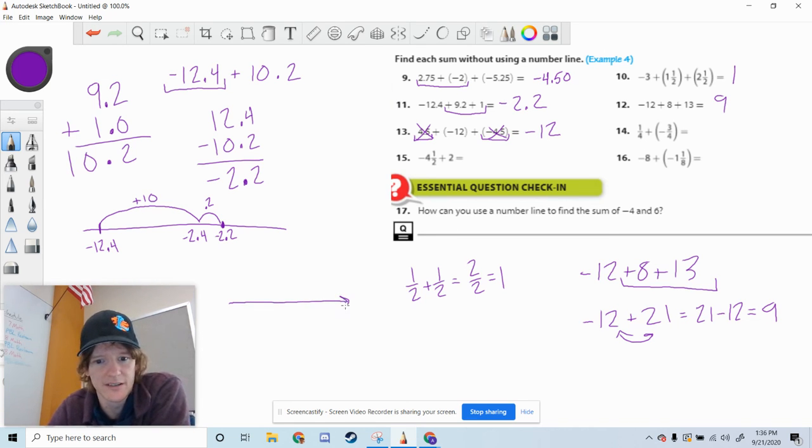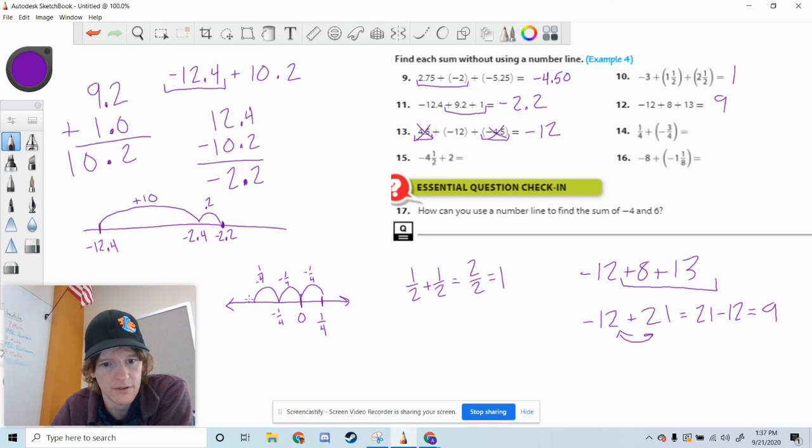Number 14. I don't care what they say, I'm using a number line on this one. Start here at 1/4. We need to go left by 3/4. So here's down by 1/4. Well, that'll put us at 0. Down by 1/4. That puts us at negative 1/4. And down by 1/4 puts us at negative 2/4, which simplifies to negative 1/2.